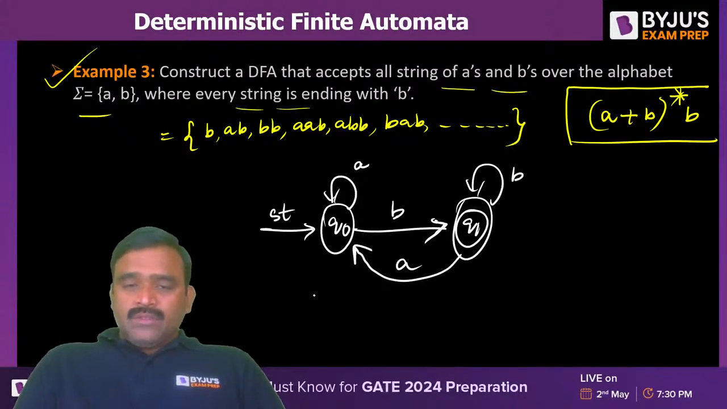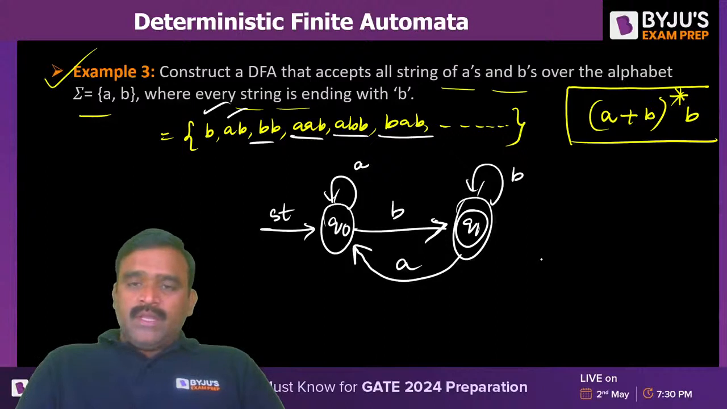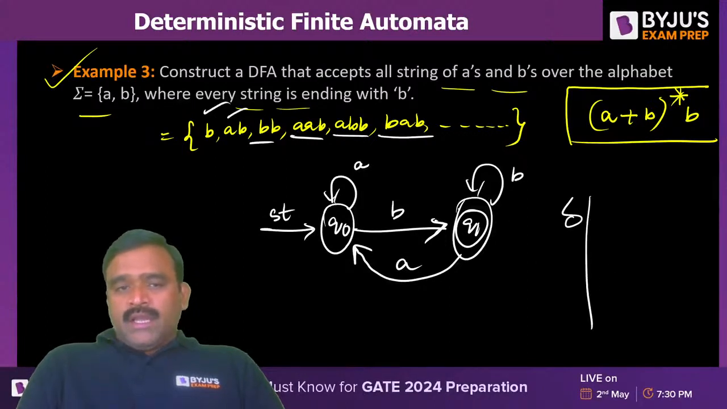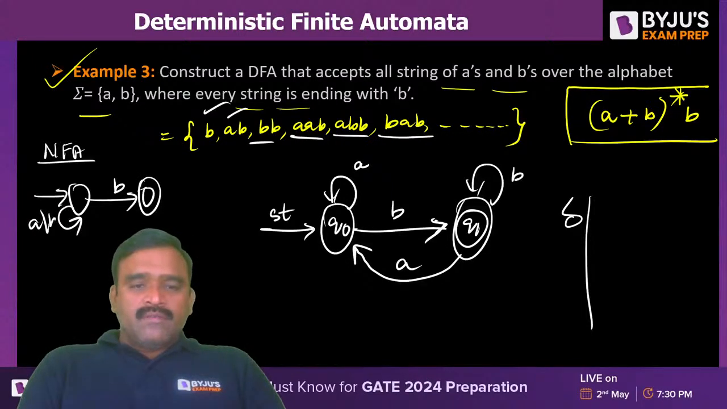It's fine, right? So what is the minimum? B is accepted. And AB also accepted. BB also accepted. Any number of B's. AAB, ABB, and BAB. Any string that ends in B is accepted. So if it is an NFA, we would have given it like this. The NFA would simply end with B, and before that, any number of A's and B's we can give as a self loop.